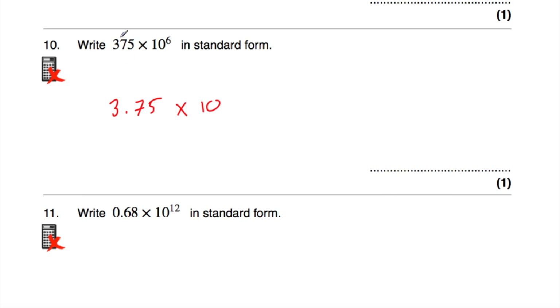Now here, if we make this number 100 times smaller, we divide this by 100, we're making it 100 times smaller, we need to make this number 100 times bigger so that we still get the same answer.